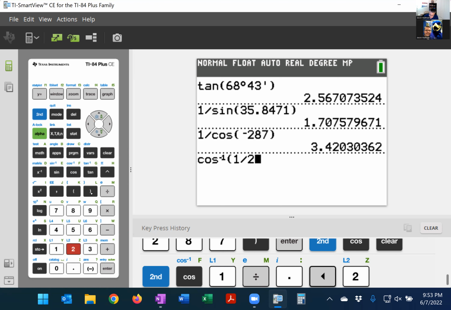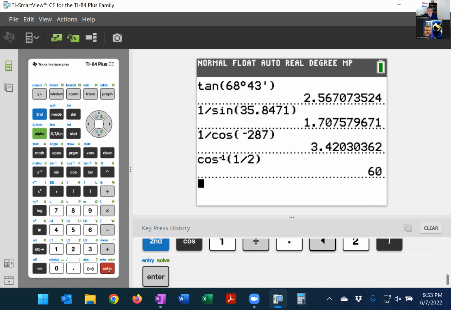The angle whose cosine is 1/2. And that should come out with 60 degrees. So let's see if that works. Oh, yeah, it does work. The angle whose cosine is 1/2 is 60 degrees.